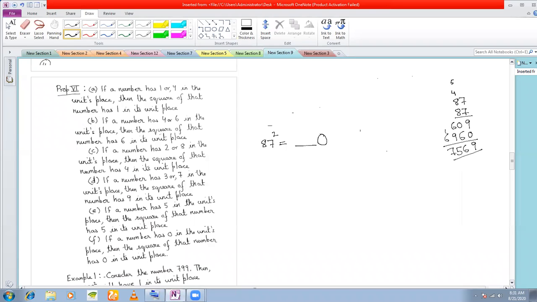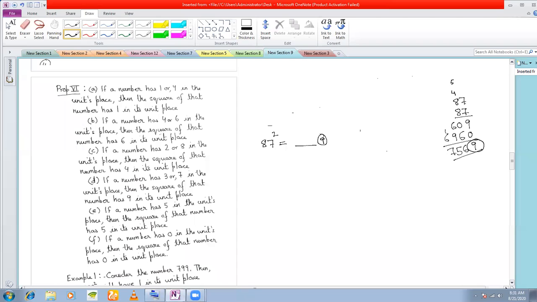Right? This is how you multiply. This is how you find out the square of 87. Later on, I'll give you a better method, but this is how you find it normally. What do you see? What is the last digit here? 9, right? So the last digit of this number must be 9.